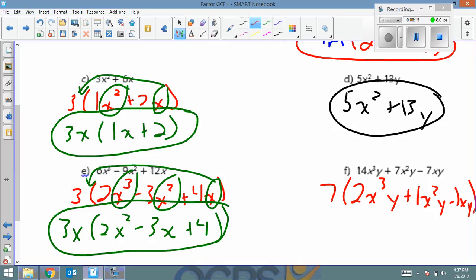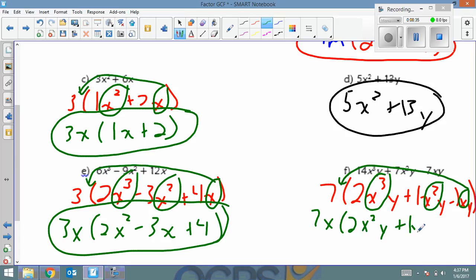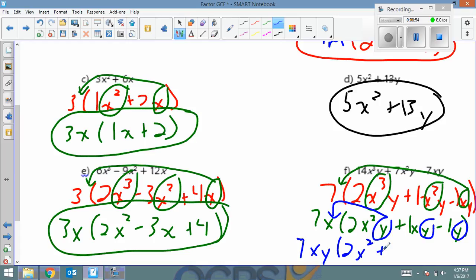And we have to factor out. So now we look at each letter separately. So let's do the x's first. We have an x to the third, x squared, and x. Well, the smallest one is this x here. So it's 7x times, we remove 1 every time. So now this is x squared. This is x. And that's just 1y at the end. But now we also have the y that they all have. They all have 1y. So we're going to take that 1y out. And we're left with 7xy times. And we remove a y every time. So it's 2x squared plus 1x minus 1.